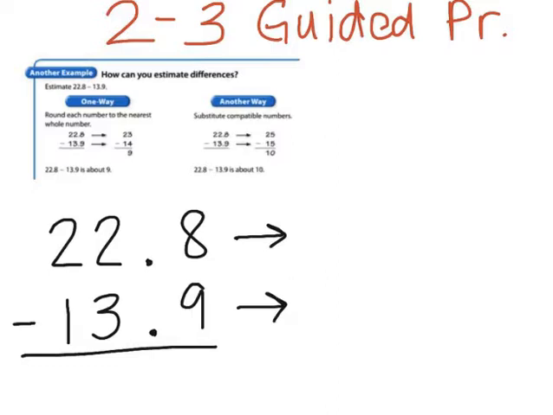Alright guys, here's the 2-3 guided practice, but before we get to the guided practice, I just want to show you a couple more examples using decimals. So, we're going to talk about estimating, and we're going to talk about compatible numbers. The first one is estimating.